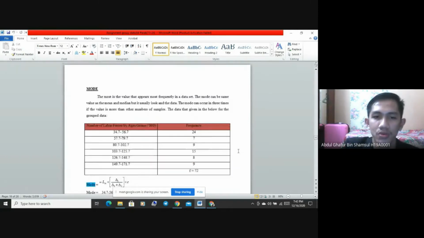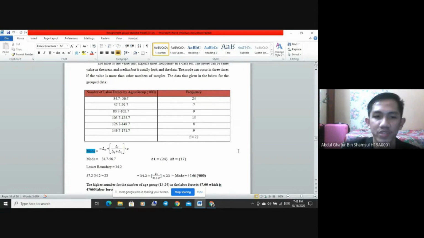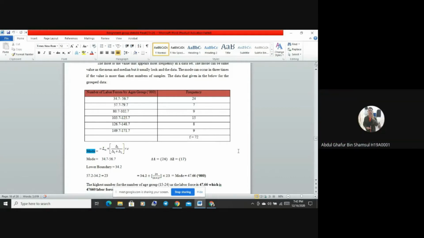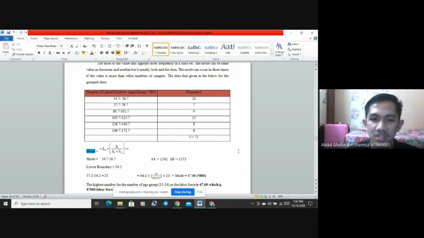Lastly is the mode. For the mode, we only need the class intervals and frequency. The highest frequency for the mode is in the class 34.7 to 56.7, because the frequency is 24. So 34.2 plus 24 divided by (24 plus 70), multiplied by 23, we get 47.66, which is 47,660 labor force after we convert to the thousand.